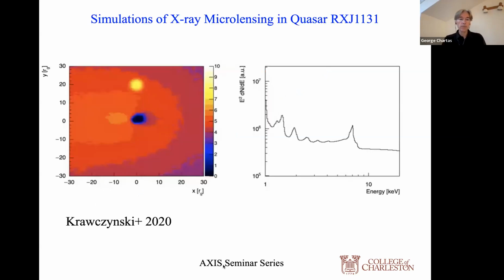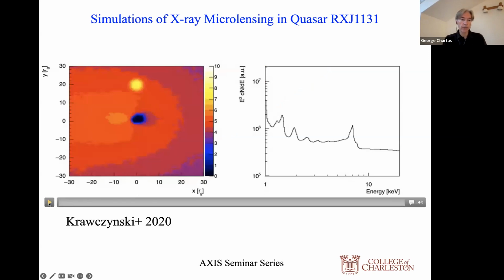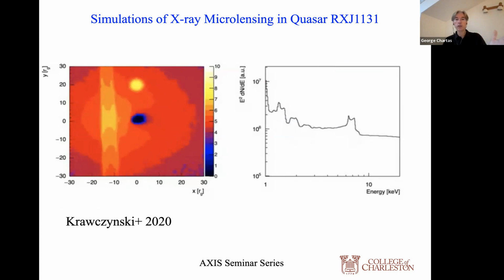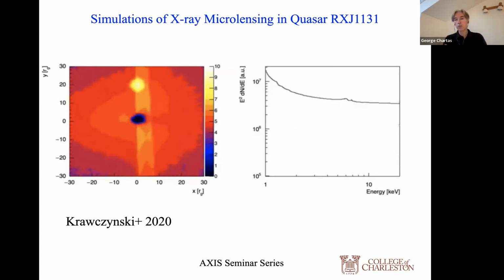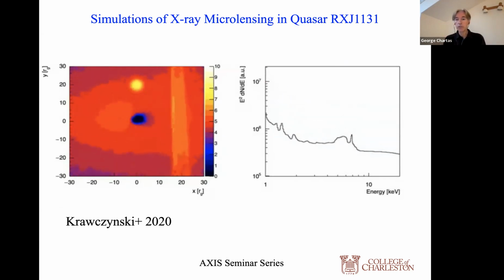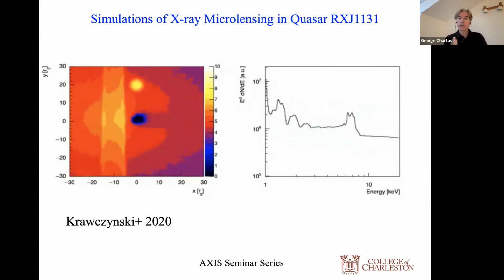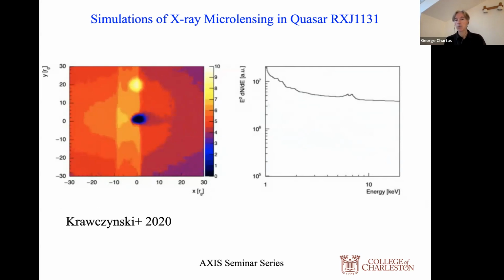So here I'm showing a simulation by my collaborator Henrik, showing on the left a simulation of an accretion disk with a caustic going across, and on the right you see the spectrum, and you can see the iron line and how it changes as the caustic goes across, but you actually see the similar tracking of the soft lines as well. So we have been able to simulate some of the features that we see in observations, not all of them, but we're getting there.